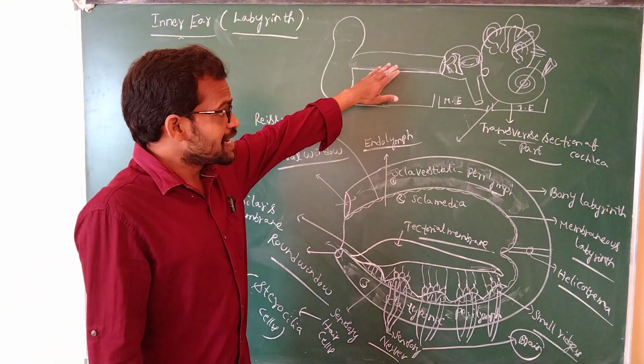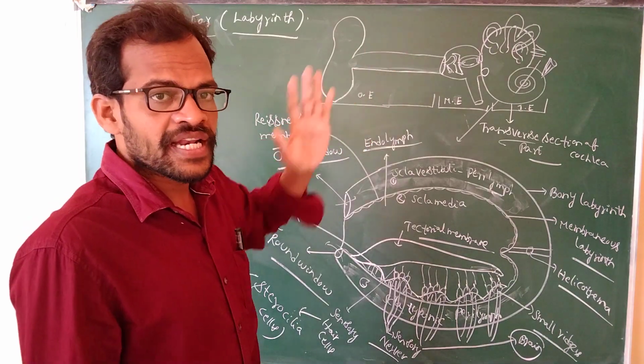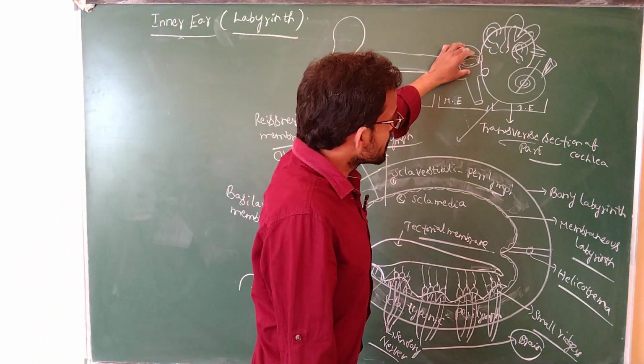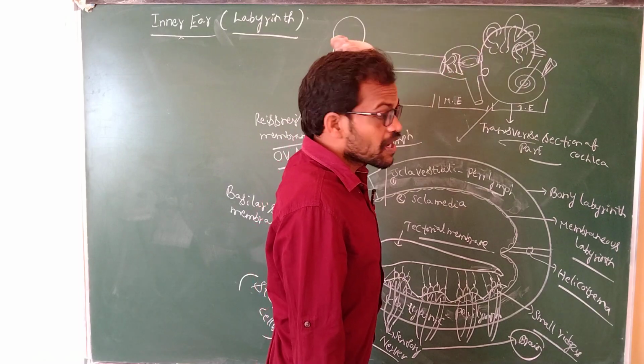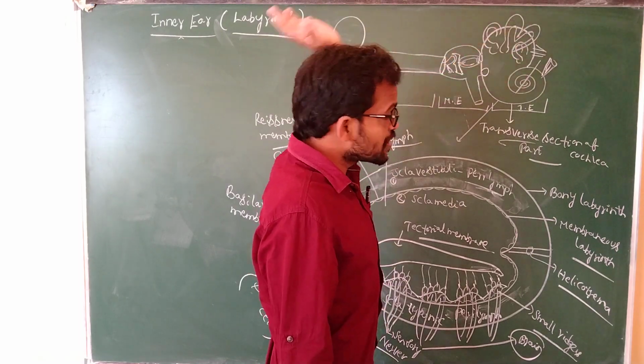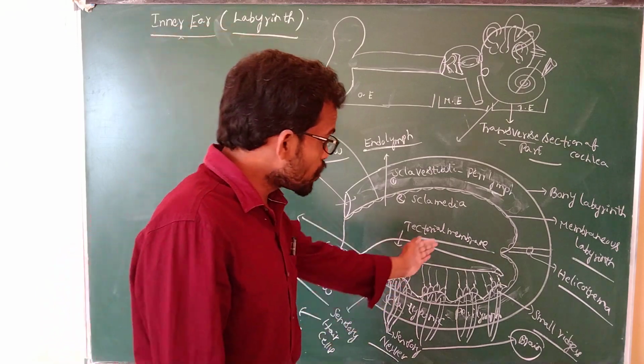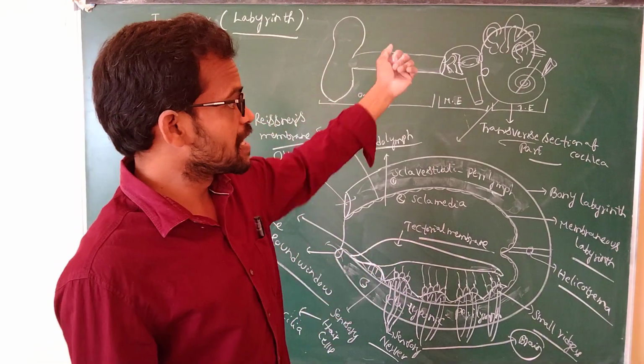The middle ear opens into the inner ear. The last part of the middle ear is the stapes. The stapes opens into the oval window, and the oval window opens into the cochlear part. The round window again opens into the middle ear.